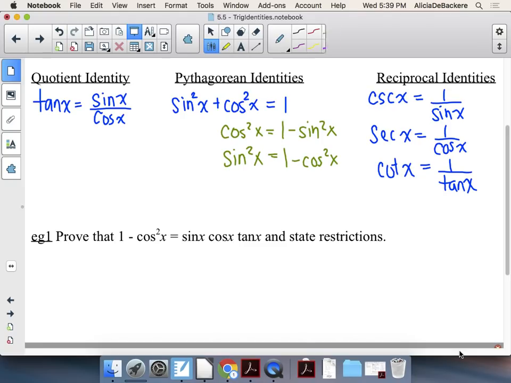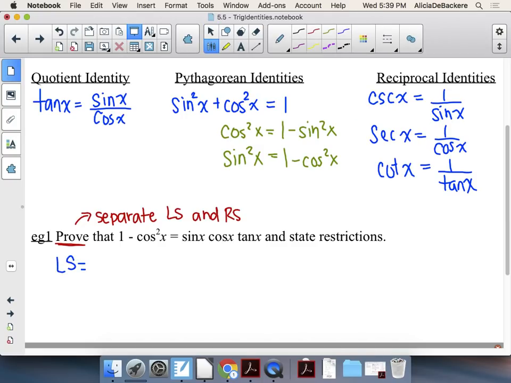Now, in order to do a proof, whenever I'm proving, the first thing I'm going to do is separate the left and the right-hand side. I do this to make sure that I don't just start moving things across the equal sign. If I do that, then I'm assuming that it's already true, and you can't do that if you're trying to prove that it's true. So I'm going to separate these out. I'll put over here my left side. The left side of the equal sign is 1 minus cos squared x. And then I'll leave a bit of a space. And the right side of the equal sign is sine x times cos x times tan x.